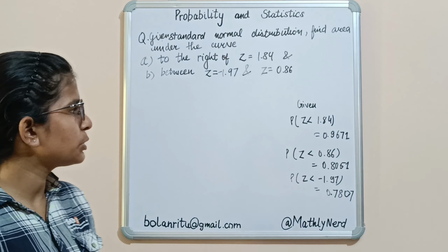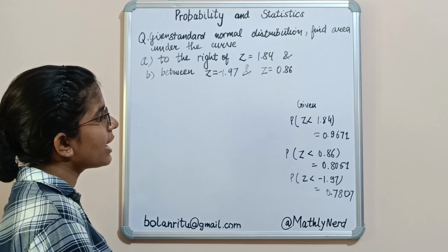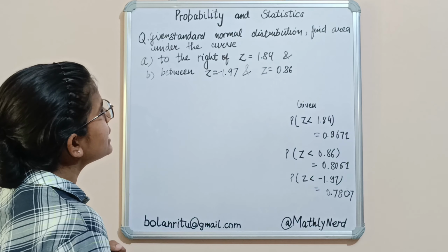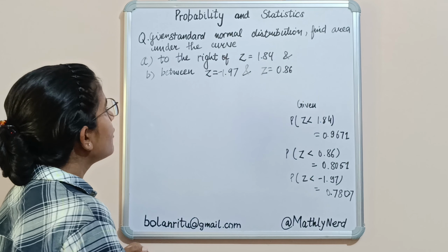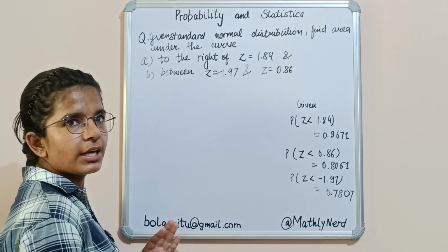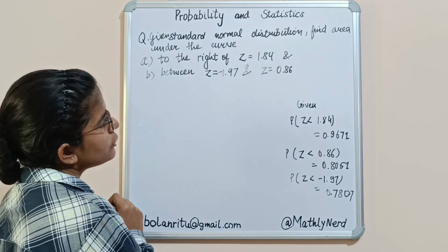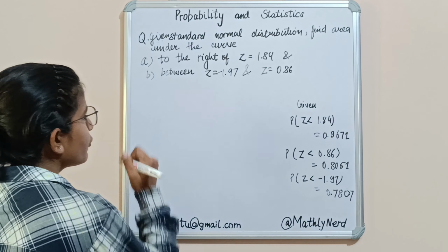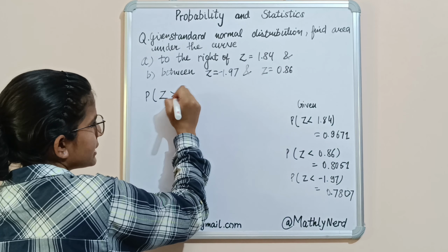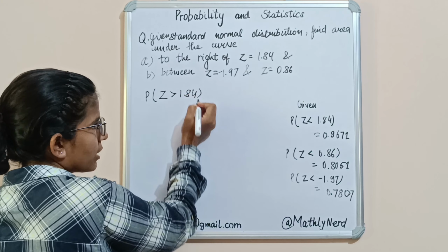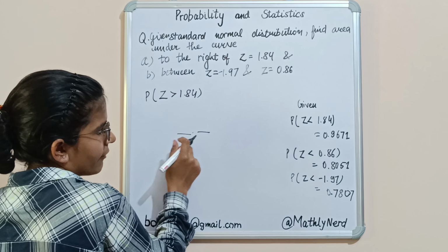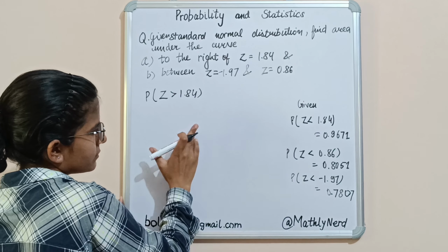Now we will solve a question on how to find the area when we are given some values. Given a standard normal distribution, we have to find the area under the curve to the right of Z equal to 1.84. So we have to find the probability of Z greater than 1.84. Let's say this is 1.84. So this is the right area and this is the left area. We have to find this area.